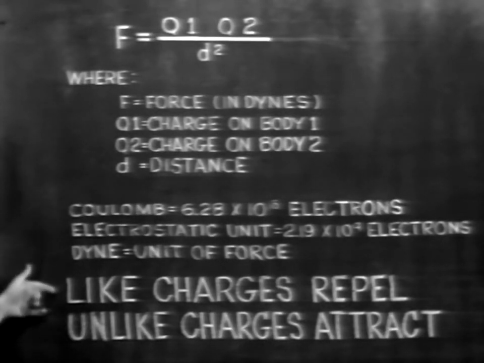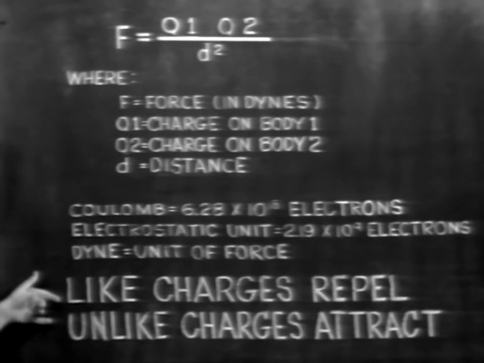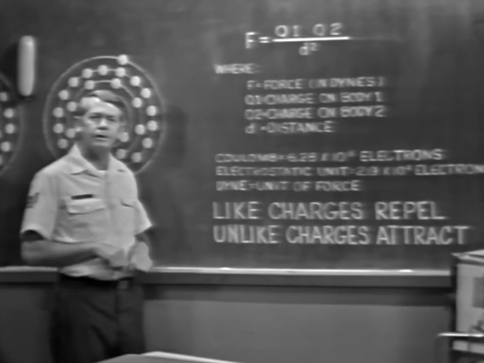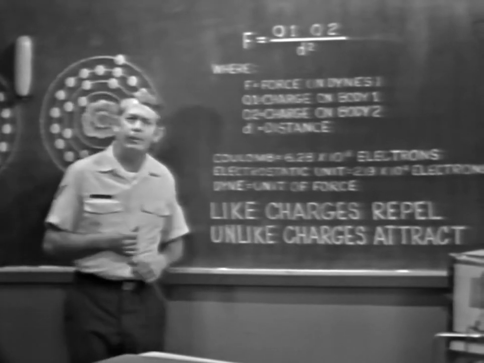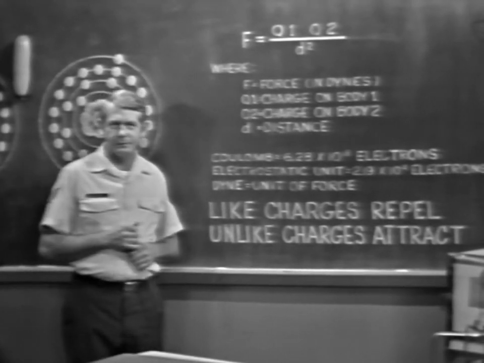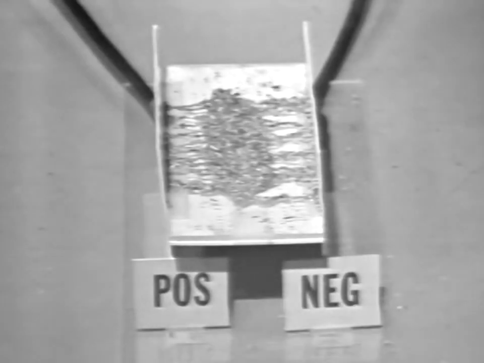Now, make sure that you understand how a charge is developed and the laws of attraction and repulsion. These are very important laws, laws that form the basic principle of operation for all electronic circuits. In our next discussion, we'll apply these laws to develop a better understanding of practical electronics.